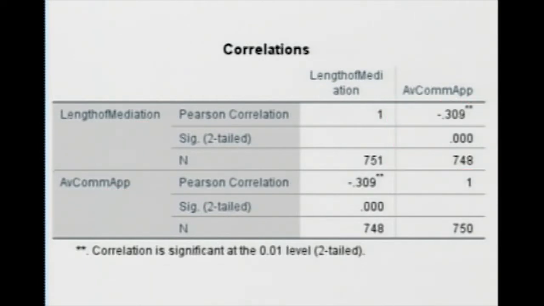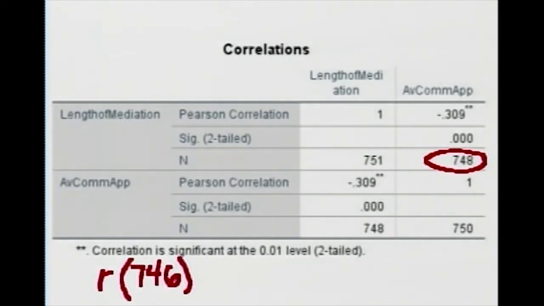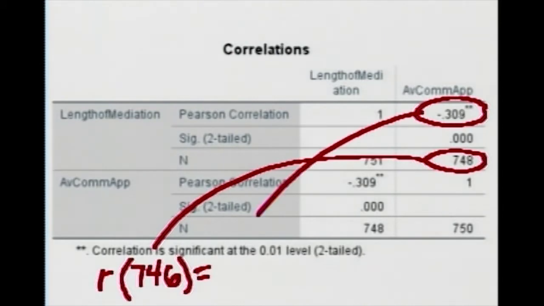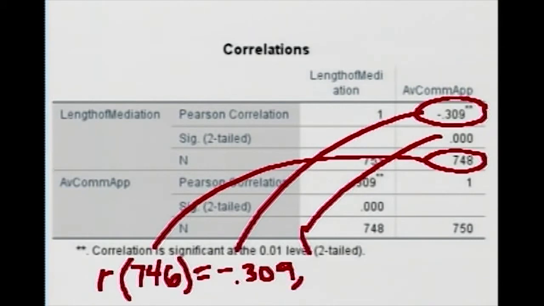Now in this case, we're looking at R, and then we put in parentheses n minus 2, so that's this number. So we'll put 746, and we'll put the correlation in, and that's this number. So here's that one there. Then we put this one next, and that's negative 0.309. And then I'm going to put that p is less than 0.01 down here. And so that is significant, right? Because it's less than 0.01.